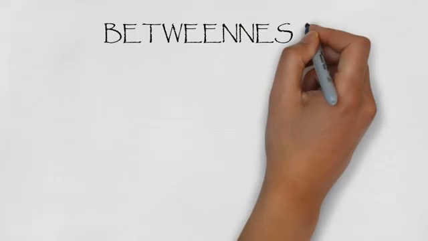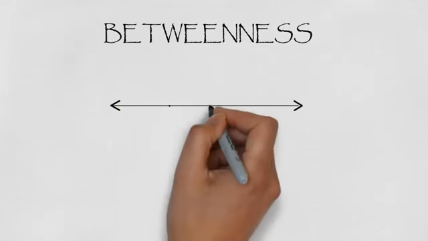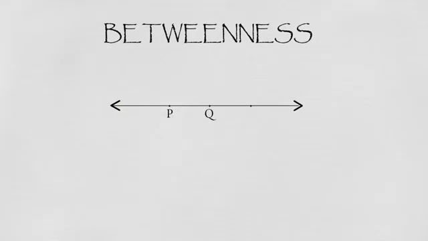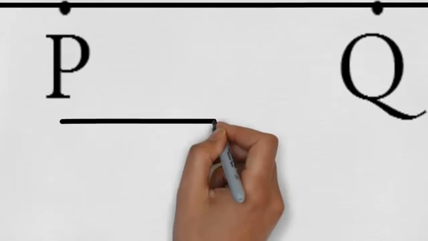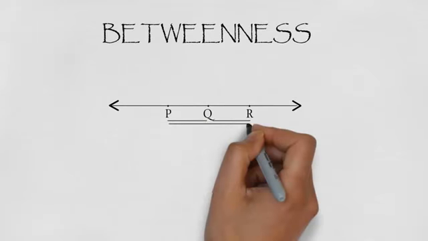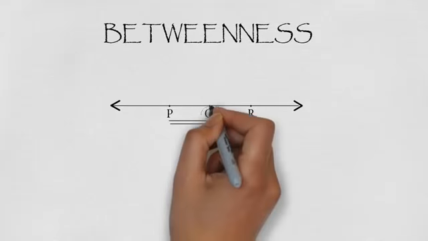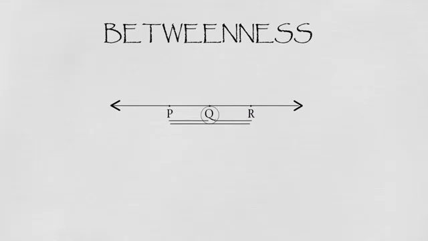Betweenness. There exists a relation of betweenness among three distinct points. If points P, Q and R are three distinct collinear points, and if distance PQ plus distance QR is equal to distance PR, then the point Q is said to be between the points P and R. We write P-Q-R, which is the same as R-Q-P.